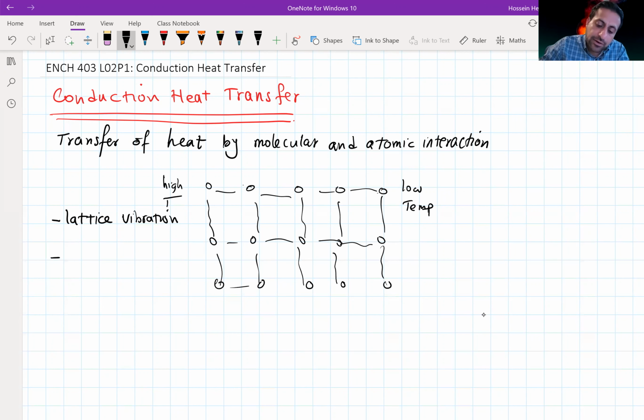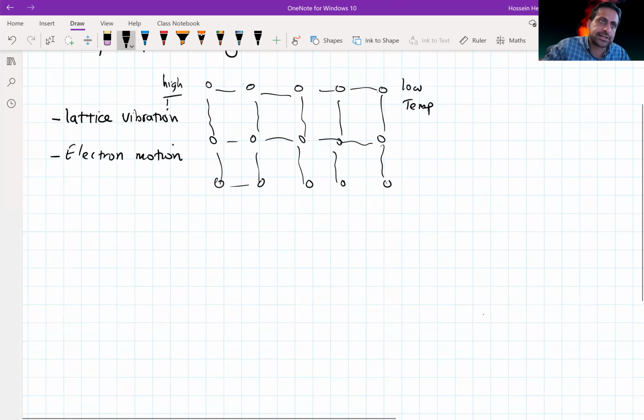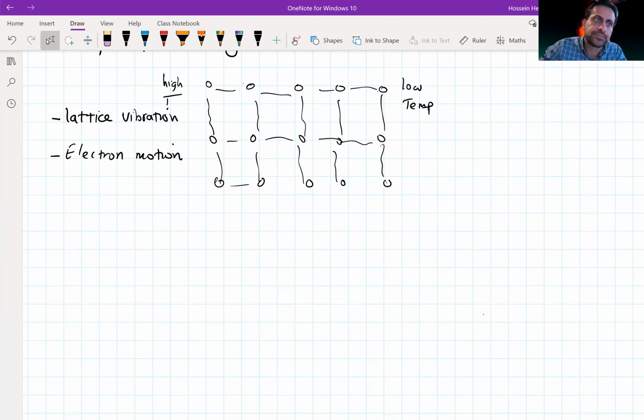And it can also flow through electron motion. So as one side is exposed to higher heat, or there is a temperature gradient, these lattices start to vibrate and transfer heat, and at the same time electrons can transfer heat. Now one thing here is that some solids could show only one way of transferring heat by conduction.